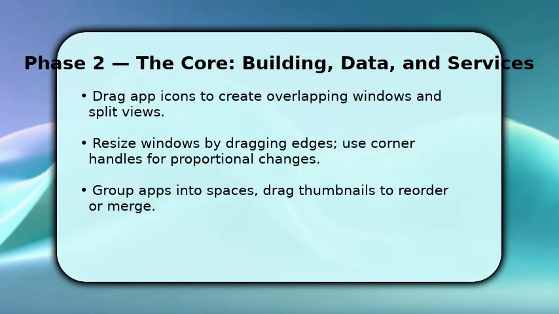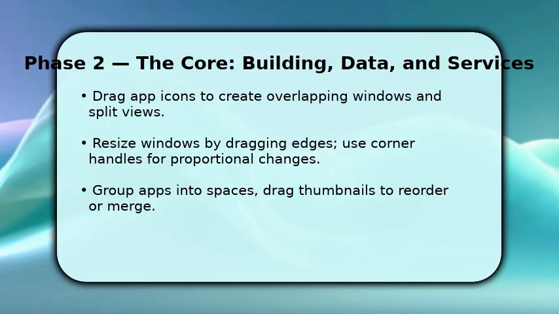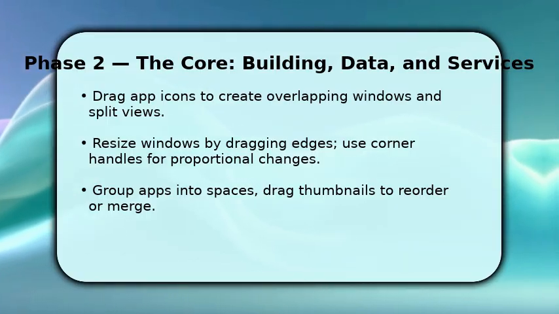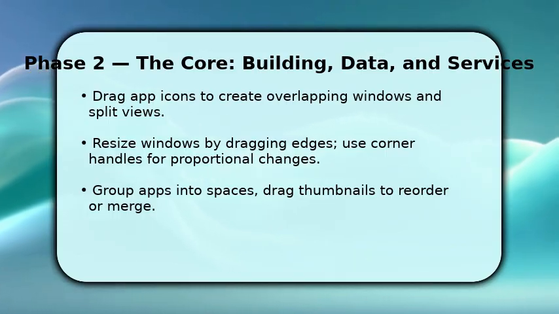Now you'll organize windows, drag an app from the shelf into the canvas and drop it where you want. That creates a floating window. Once there, grab window edges to resize. This helps prioritize one app versus another for focus.